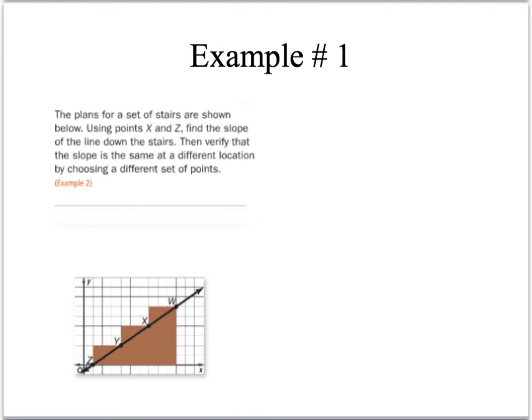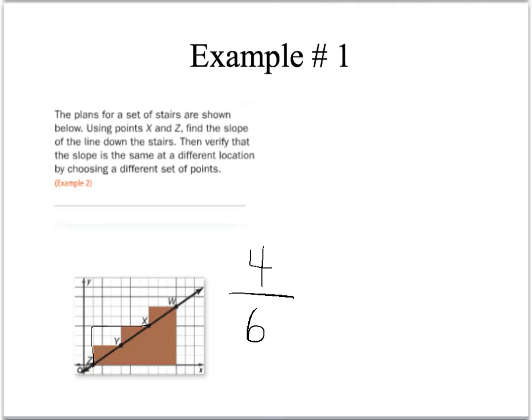Example number 1. The plans for a set of stairs are shown below. Using points X and Z, find the slope of the line down the stairs, and then verify that the slope is the same at a different location by choosing a different set of points. So if I start at point Z, I'm going uphill. I am counting up 2, 3, 4, and I'm counting over 1, 2, 3, 4, 5, 6 to get to X. And that's what they asked me to do, using points X and Z.